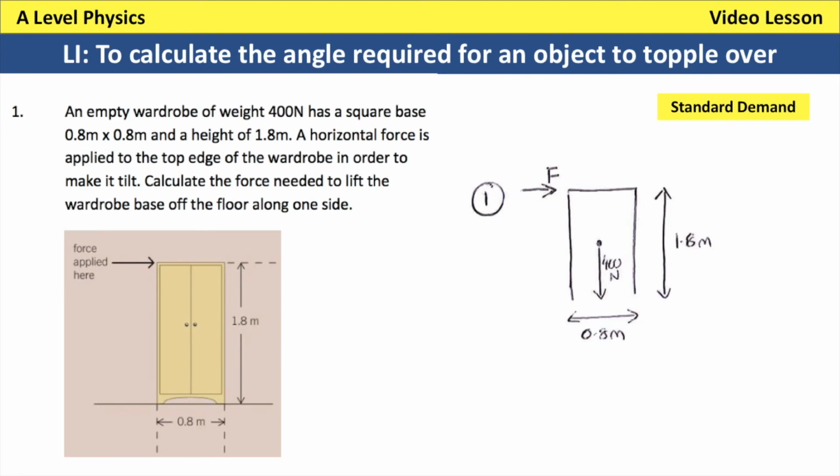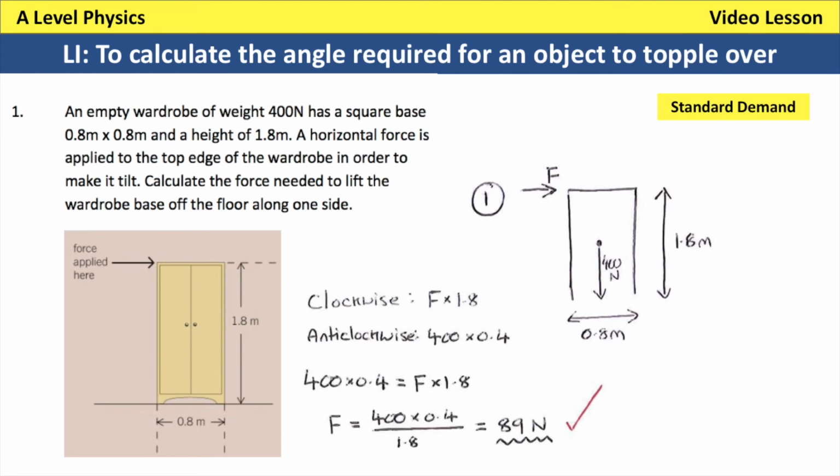Now, the force F that is making it tilt will provide a moment that is equal to F times 1.8. The weight is going to be providing an anti-clockwise moment, which is equal to 400 times 0.4, because obviously the centre of mass is in the middle of the wardrobe, and that perpendicular distance will be 0.4 metres. We can then, of course, set those equal to each other, and dividing by 1.8 means that the force needed to lift this up will be 89 newtons or greater.